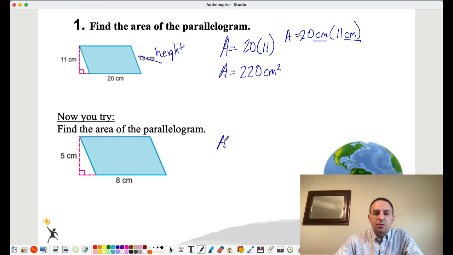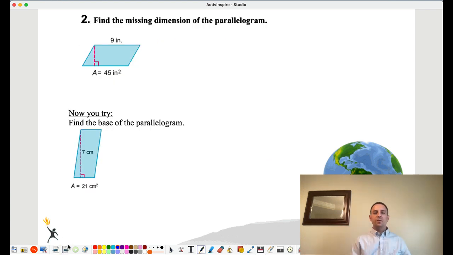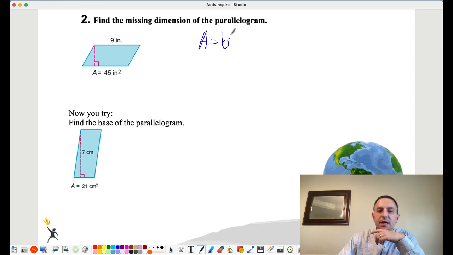All right, so you guys quickly put this together. It's 5 times 8, and you got 40 centimeters squared. Okay. Now, what if we look over here and ask, what if I'm missing a dimension? Well, if I use my formula and I plug in my information where I know, I can figure out everything else. Okay? So if we set up this problem, we know the formula is area equals base times height.